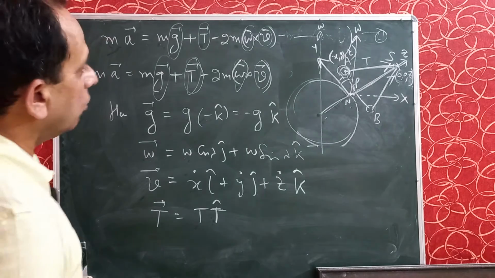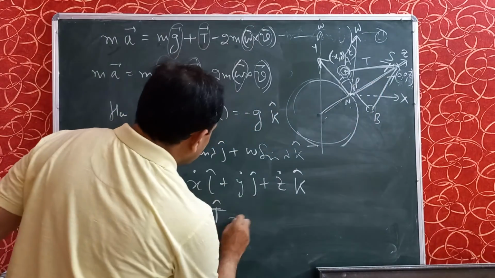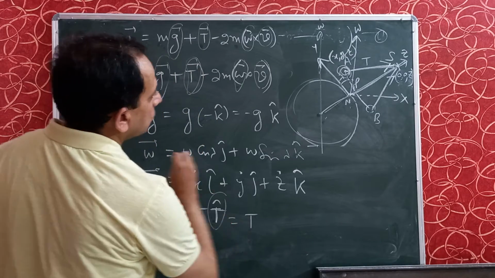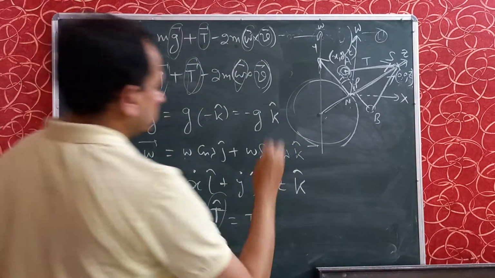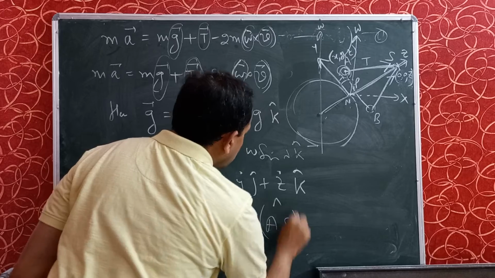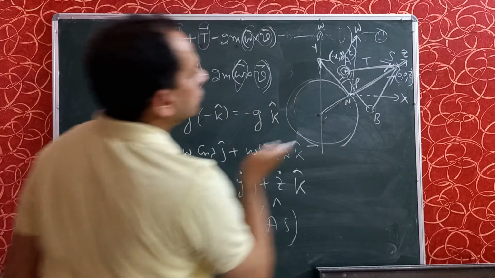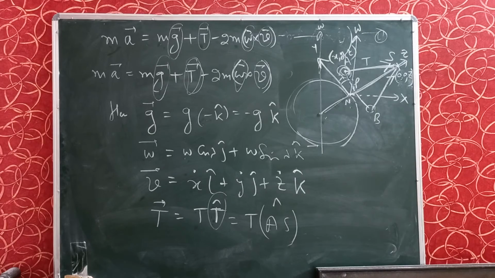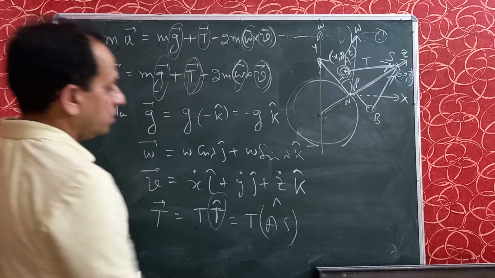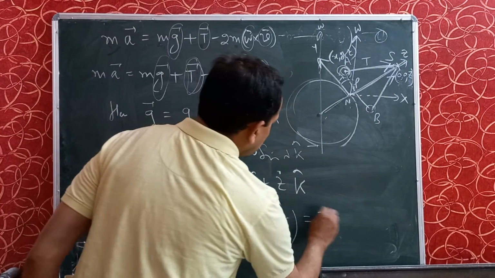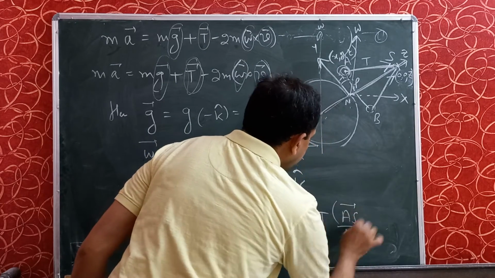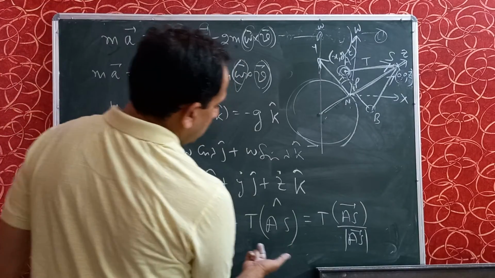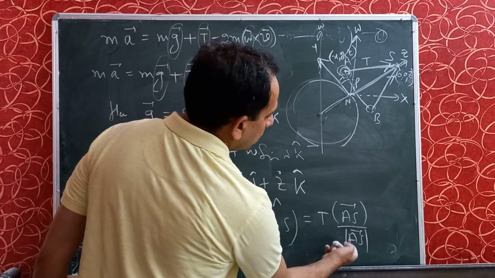Now T cap is equal to, this T is the magnitude, and what is T cap? It is basically the AS cap, A to S, because it is acting towards the point of suspension. So the T cap direction is A to S, AS cap. So what is AS cap? AS cap is nothing but the AS vector upon the AS magnitude. You know that any unit vector can be written as its vector upon its magnitude.